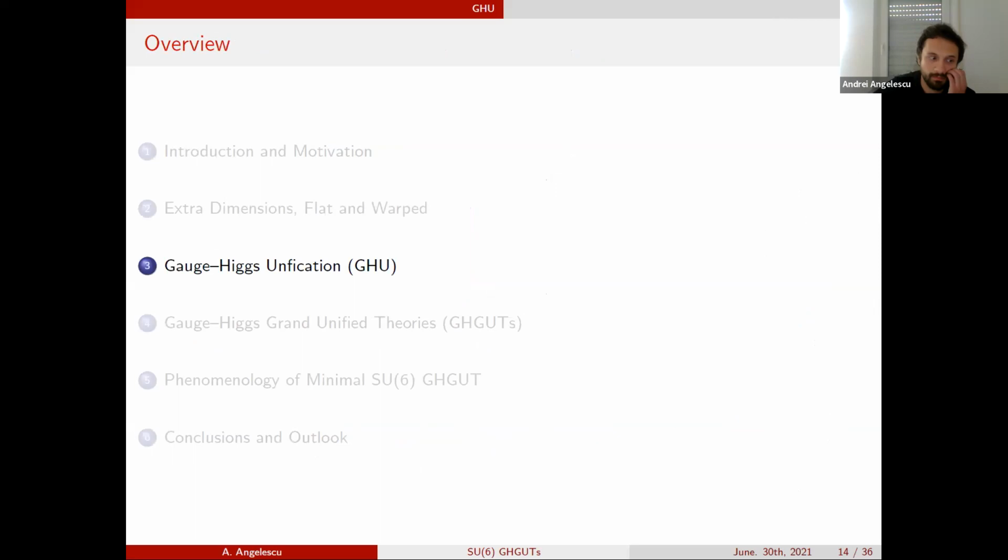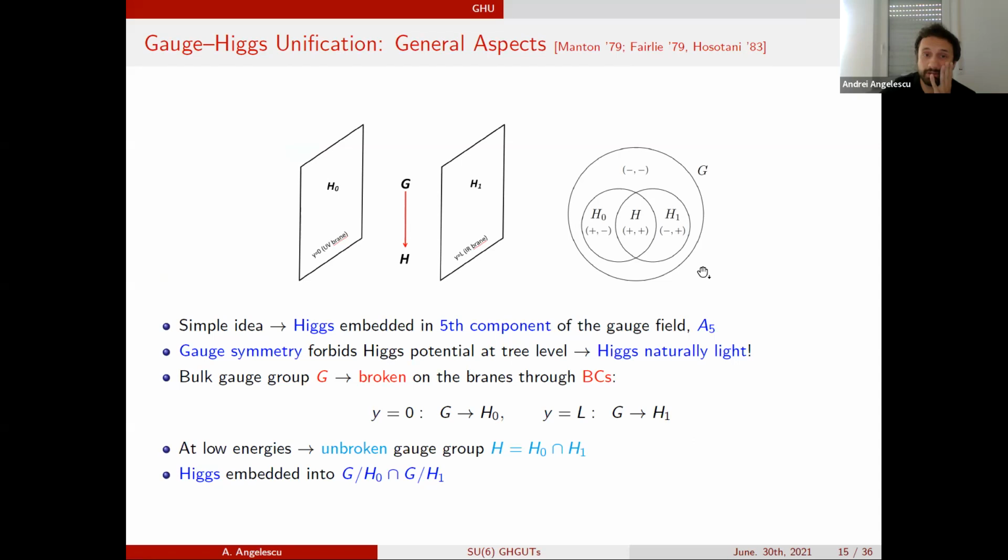Okay, so armed with these concepts, I think we can tackle the idea of gauge-Higgs grand unification. As I mentioned earlier, the main idea is that you embed the Higgs in the fifth component of the gauge field, and because of gauge symmetry, you do not generate the Higgs potential at tree level, so that helps with naturalness. Maybe you're more familiar with SUSY, where you embed the Higgs together with the fermion, and then the Higgs somehow inherits the chiral symmetry from its superpartner. So that's also a way of solving the hierarchy problem. Here it is pretty much the same, but instead of spin zero and spin one half, you have spin zero and spin one, and it's gauge symmetry protecting the Higgs mass.